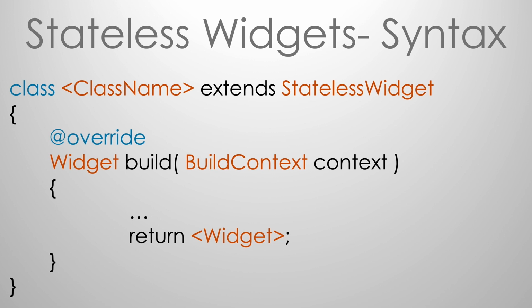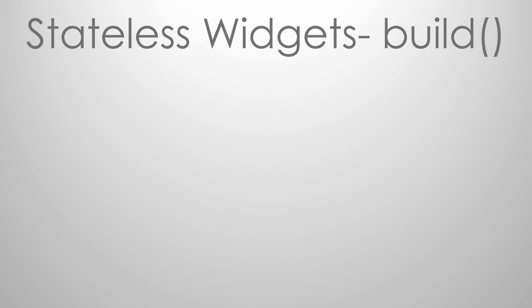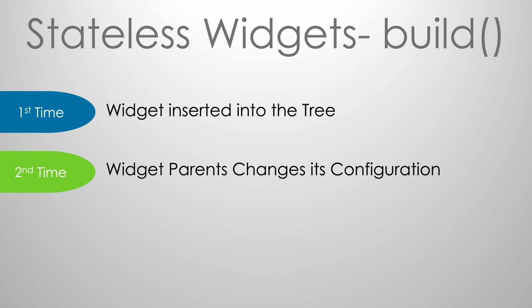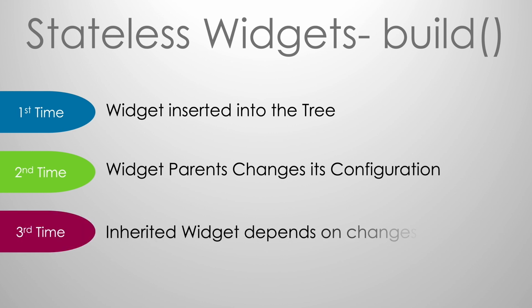One important point we need to remember here is that the build method of a stateless widget is typically only called in three situations. First, when the widget is inserted into the tree. Second, whenever the widget's parent changes its configuration. Third, whenever an inherited widget it depends on changes.